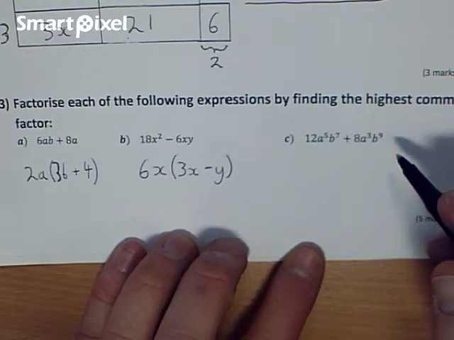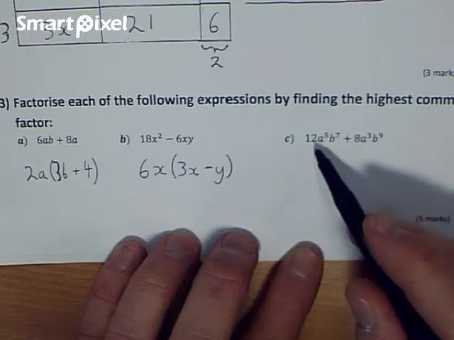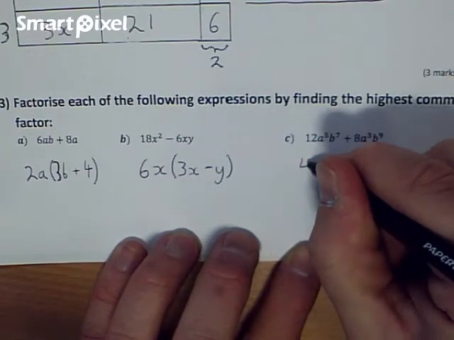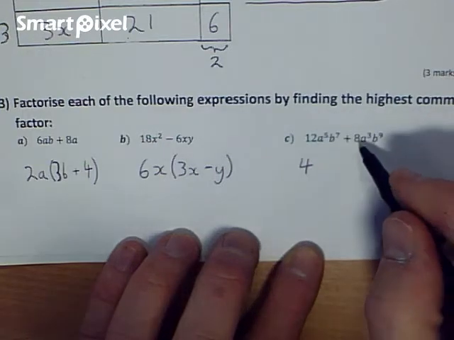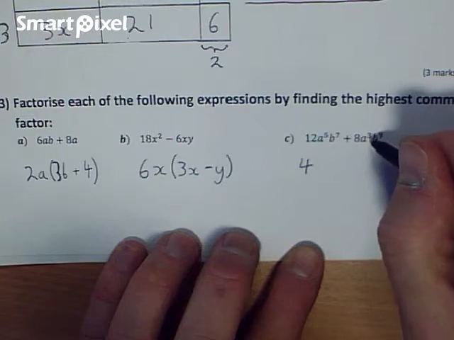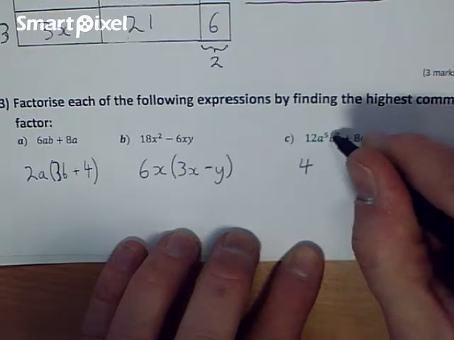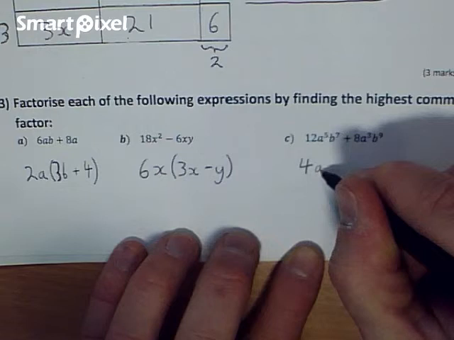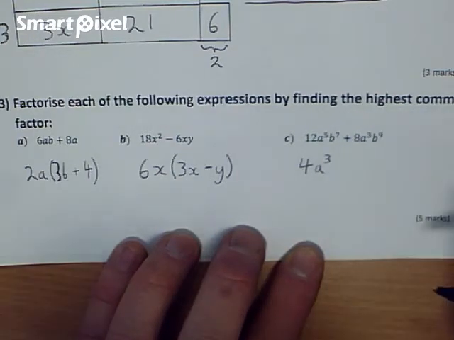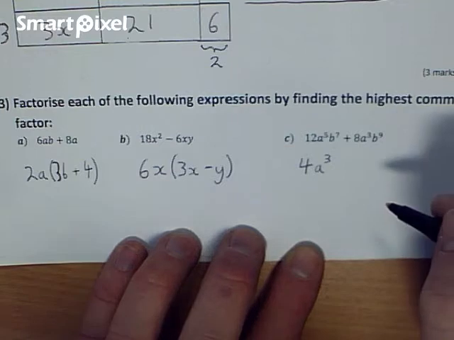This one, trickiest one probably. What's the highest common factor of 12 and 8? The highest common factor for those is 4. Now, what's the highest amount of a's I've got? I've got 3 a's, a multiplied by itself 3 times there, and a multiplied by itself 5 times there. So the highest that goes into both is a to the power of 3, or a cubed.